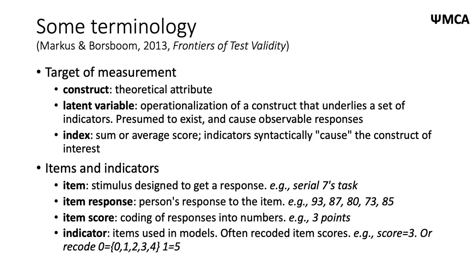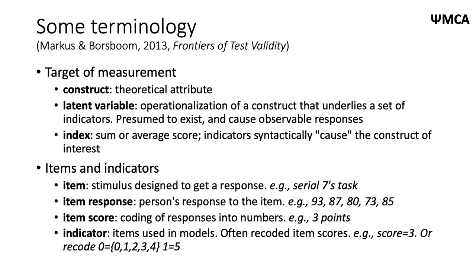The item response is the person's actual response to the item. So the person might respond, okay, 93, 87, 80, 73, and 85. Those are the item responses. Now, those item responses are not necessarily something that you can put into an item score and correlate with other things. We might want to code the number of correct subtractions that this person has done. So maybe that's the item score.